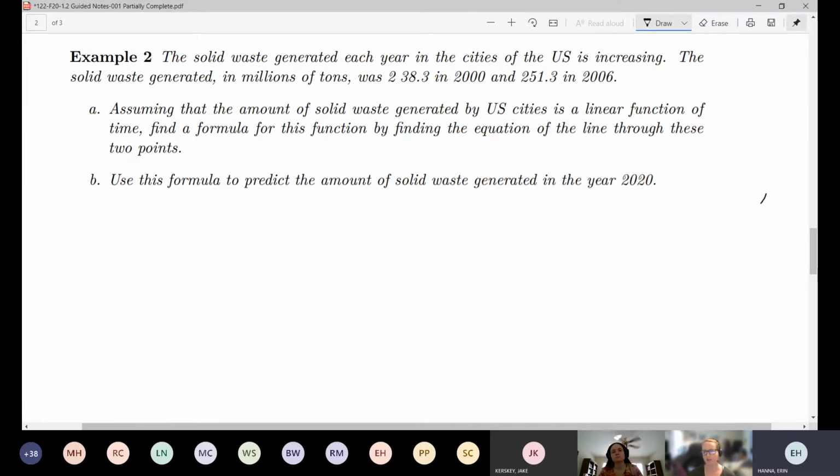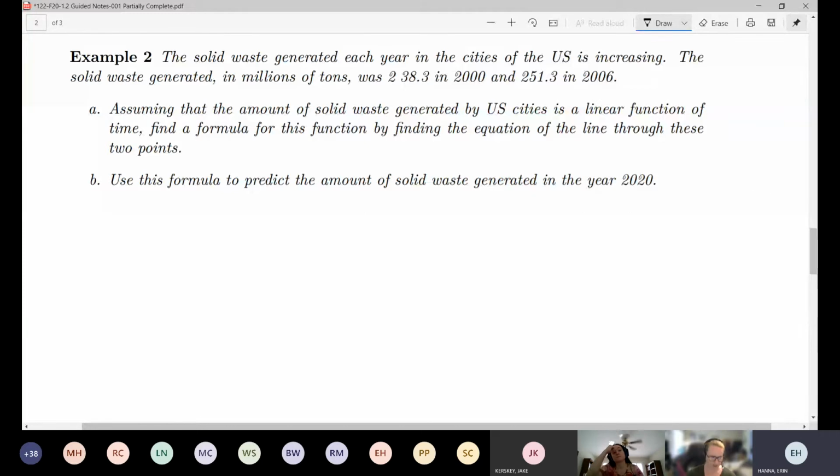Assuming the amount of solid waste generated in U.S. cities is a linear function of time, find a formula for this function by finding the equation of the line through these 2 points. And then once we have it, we're going to use it to predict the amount of solid waste generated in 2020.